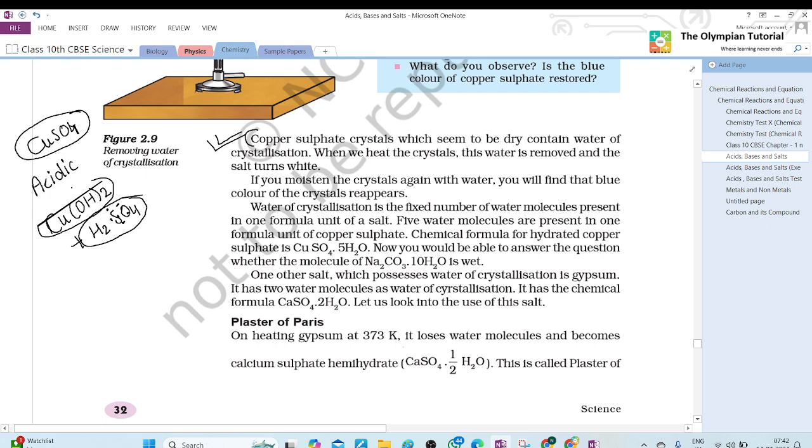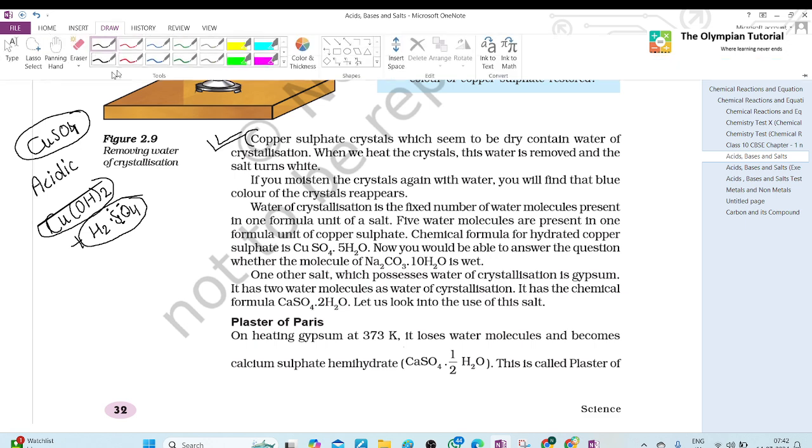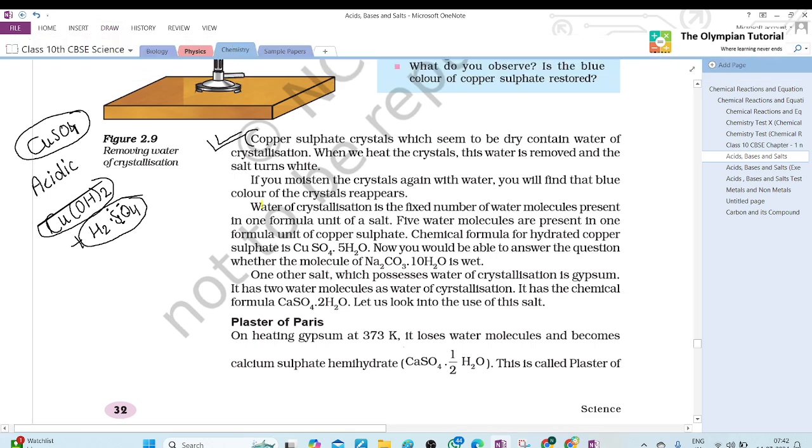Ma'am, is calcium hydroxide a mild base? Yes, not as strong as NaOH. Okay. You have to write down the topic water of crystallization. It is the fixed number of water molecules present in one formula unit of a salt.